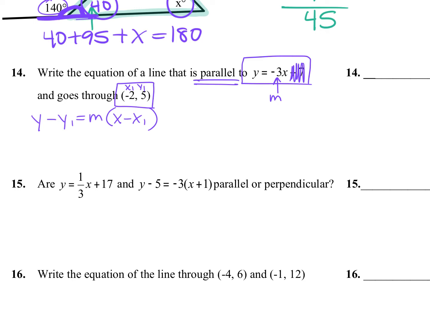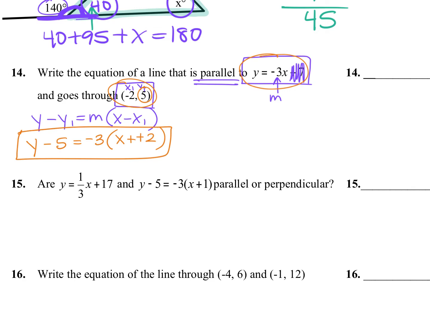All right, so parallel to this, through this, what's that going to look like? Y minus 5 equals negative 3 times x plus 2. Y minus your y value equals the slope, negative 3, x what? Plus 2. Minus a negative 2, right, is plus a positive 2. So this is your equation. Y minus 5 equals negative 3 times x plus 2.